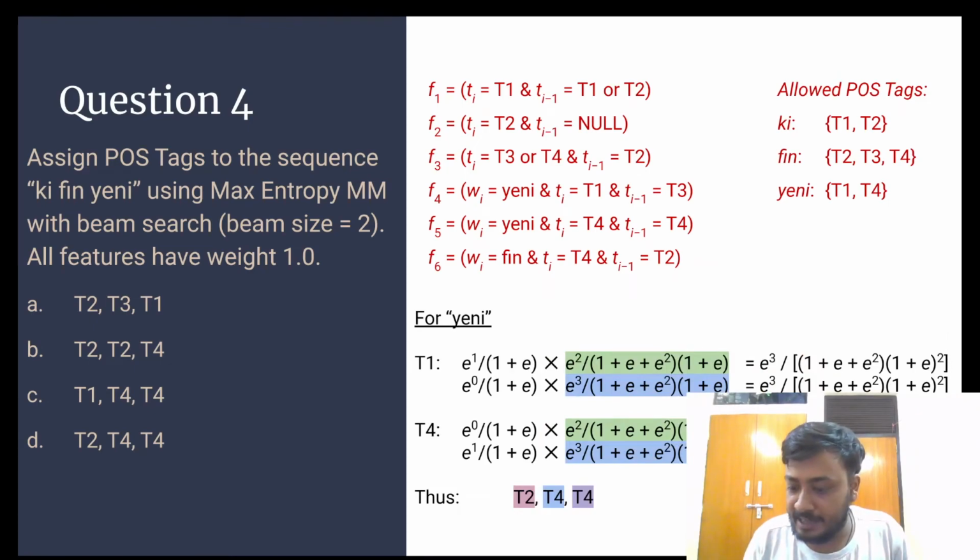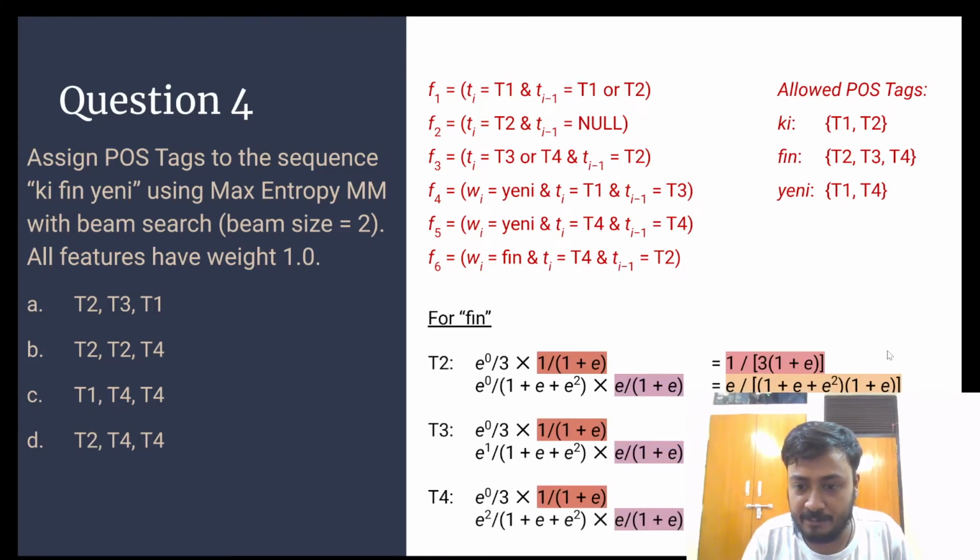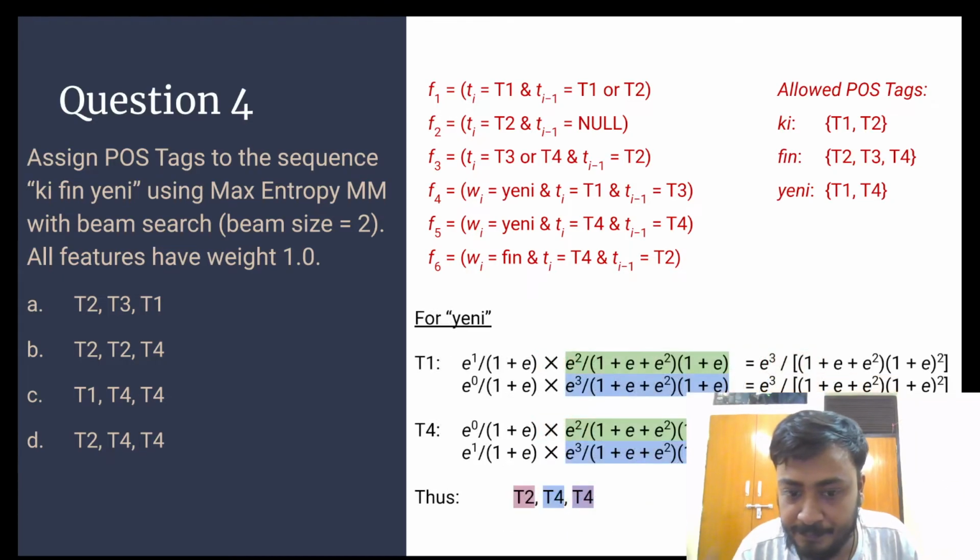Now let's go ahead and complete it, then you will understand how it's all adding up. Finally, this is the last word, which is yenny, and the possible tags are T1 and T4. And where have we come from? This green and blue. What is green and what is blue? Green means previous tag is T3. Blue means previous tag is T4. So now we have to look at the possible things for T1 and T4.